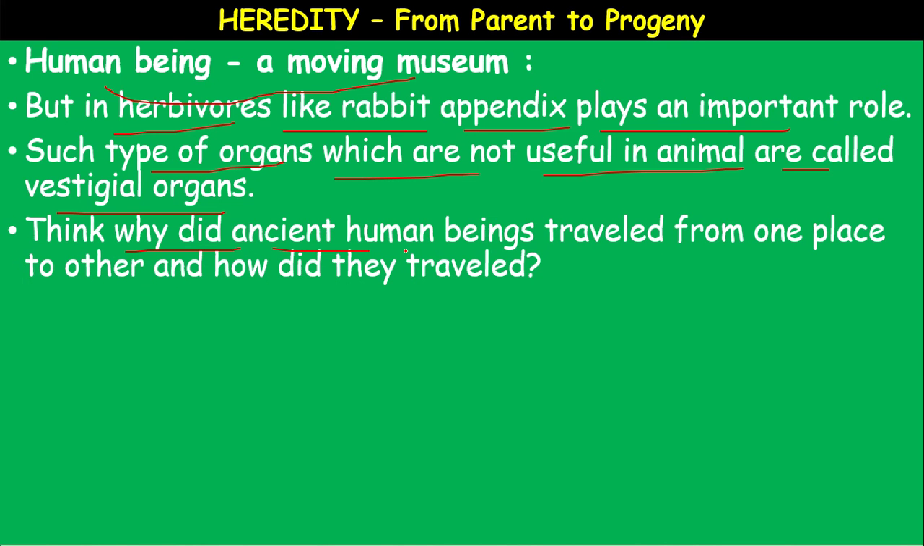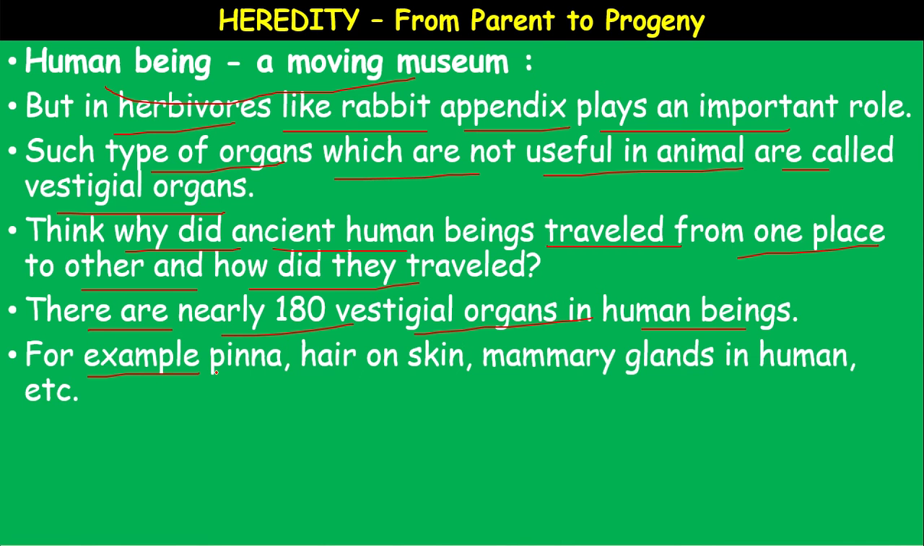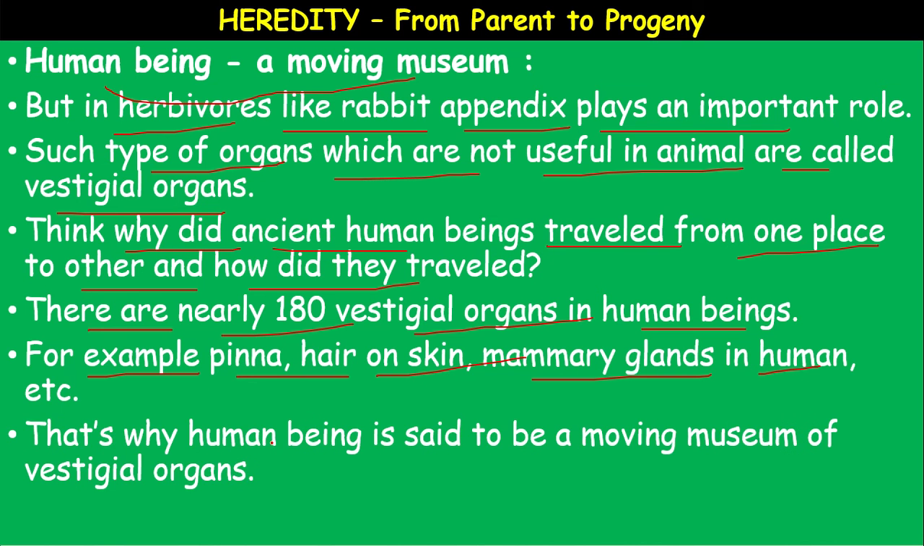So think, why did the ancient human beings travel from one place to another, and how did they travel? There are nearly 180 vestigial organs in human beings, for example ear pinna, external ear, hair on the skin, and mammary glands in males. That's why the human being is said to be a moving museum of vestigial organs.